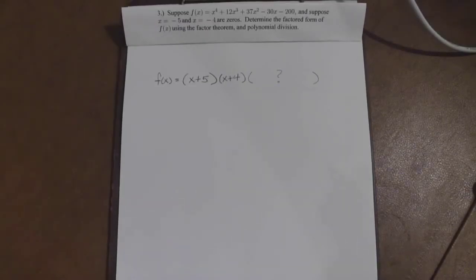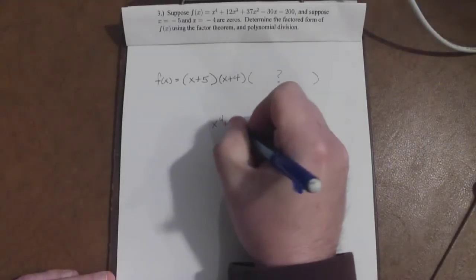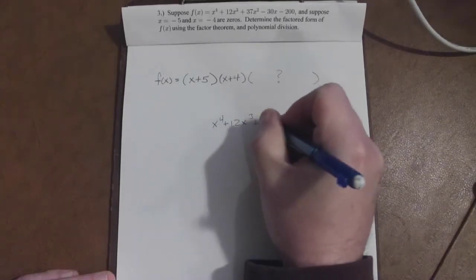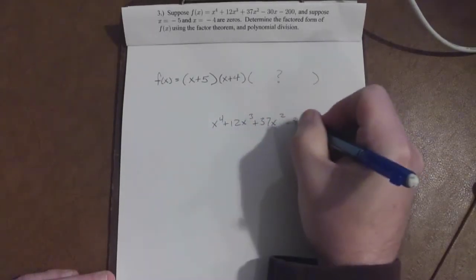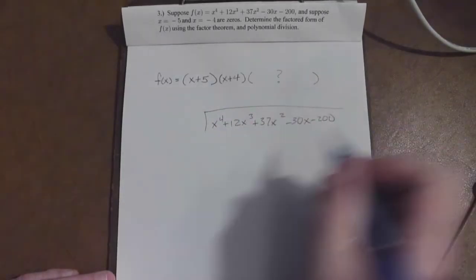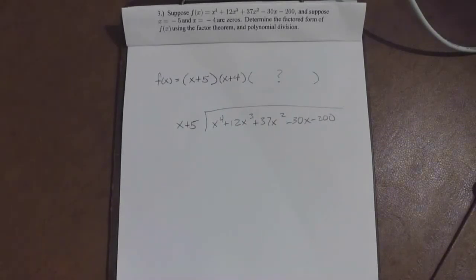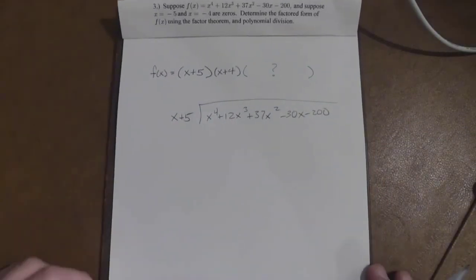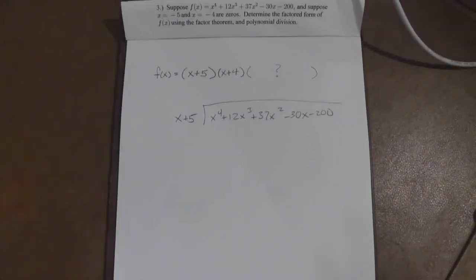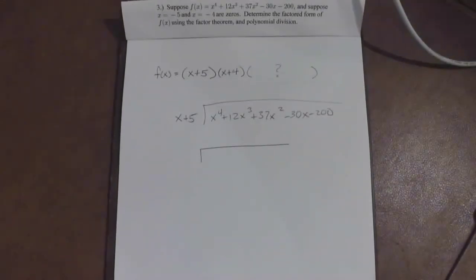And if you remember from our cases for division, there's a couple of ways we could do this division. We could do a long division involving x to the fourth plus 12x cubed plus 37x squared minus 30x minus 200, and we could divide that beginning with our first factor of maybe x plus 5 and continuing from there. Or what we might actually consider doing is a little synthetic division here.